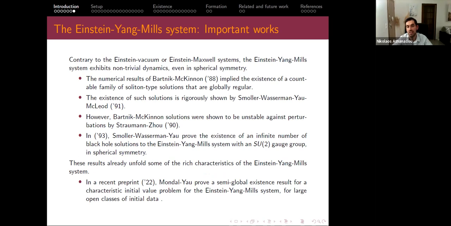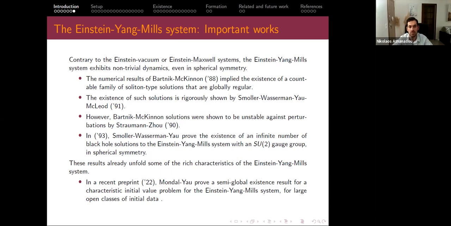Okay. First of all, the numerical results of Bartnik and McKinnon in '88 implied the existence of a countable family of soliton-type solutions, which were static and globally regular. The existence, however, of such solutions was rigorously shown by Smoller, Wasserman, Yao, and McLeod back in '91. In 1990, Bartnik-McKinnon solutions were implied to be unstable against perturbations.